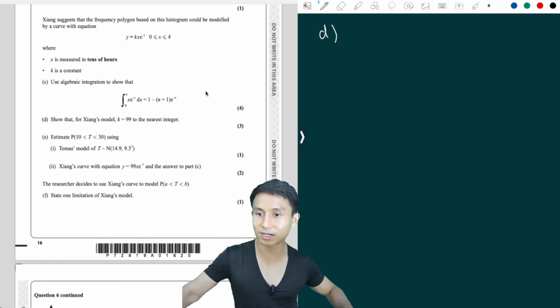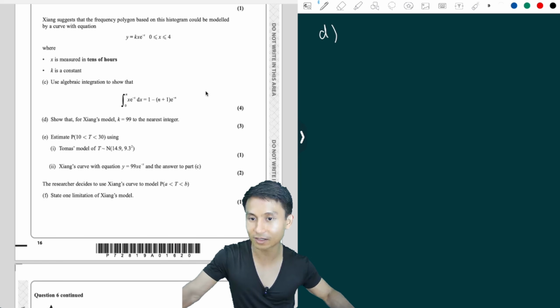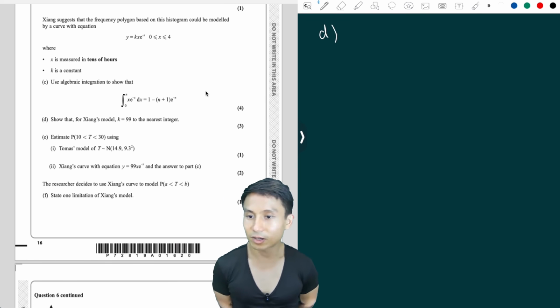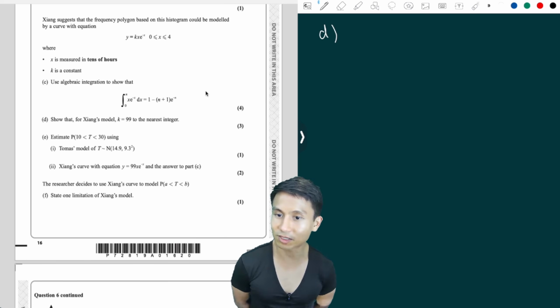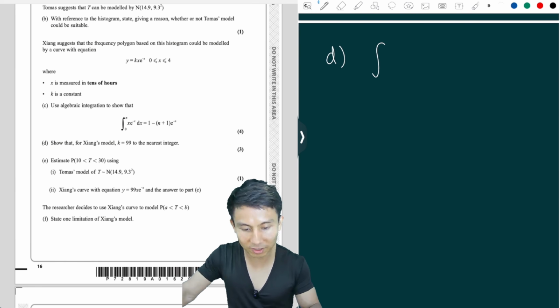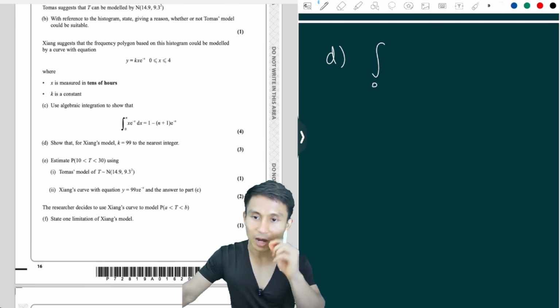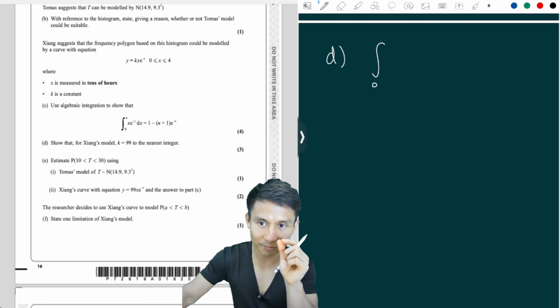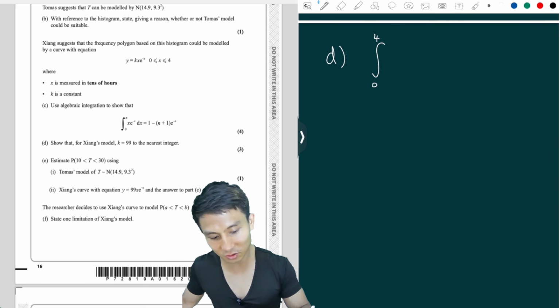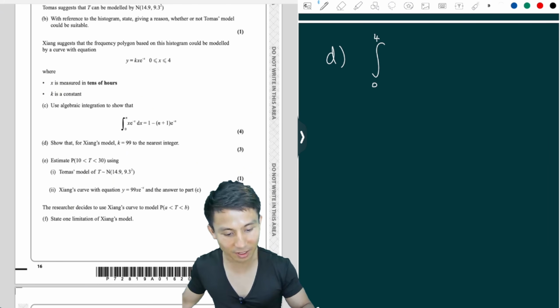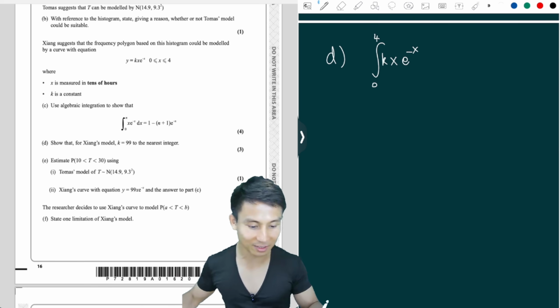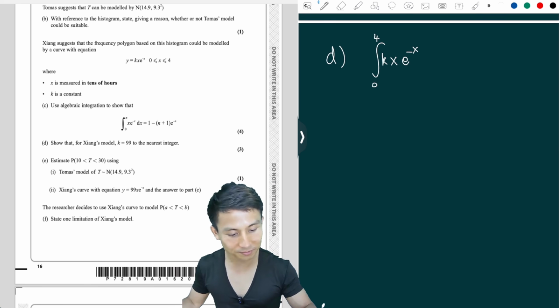Part D, show that in Xiang's model k equals 99 to the nearest integer. For Xiang's model, we just proved that k equals 99. So we have the integral from 0 to, because we still have to stick with the units here and x is in tens of hours, 4, right? Then it's the same thing: we put kx e to the minus x, integrating that whole histogram, dx, and this will equal 90, not 9.